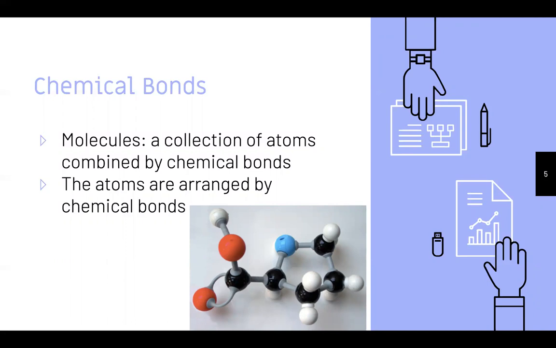So if we look at this picture down below, we can see these circles, right? Those circles are the atoms, and those lines in between serve as the chemical bonds. Together, that whole structure is a molecule.